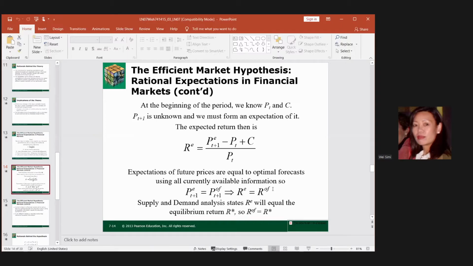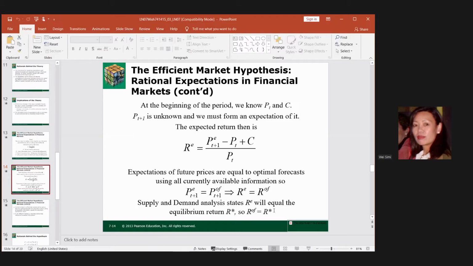Okay, so we got it, right? Because this one is equal to this one, they should be equal. So this piece is okay. Now, what we say here is that if they are equal, that means supply and demand must be equal, right? Because if they are equal, then it must be in equilibrium. That's what the argument says. Now we say that if you get the optimal forecast, it is equilibrium.